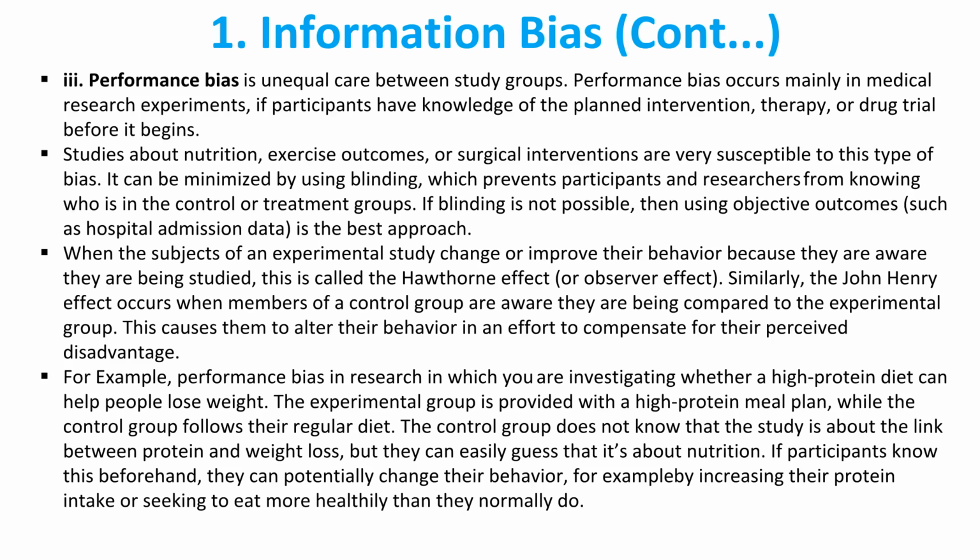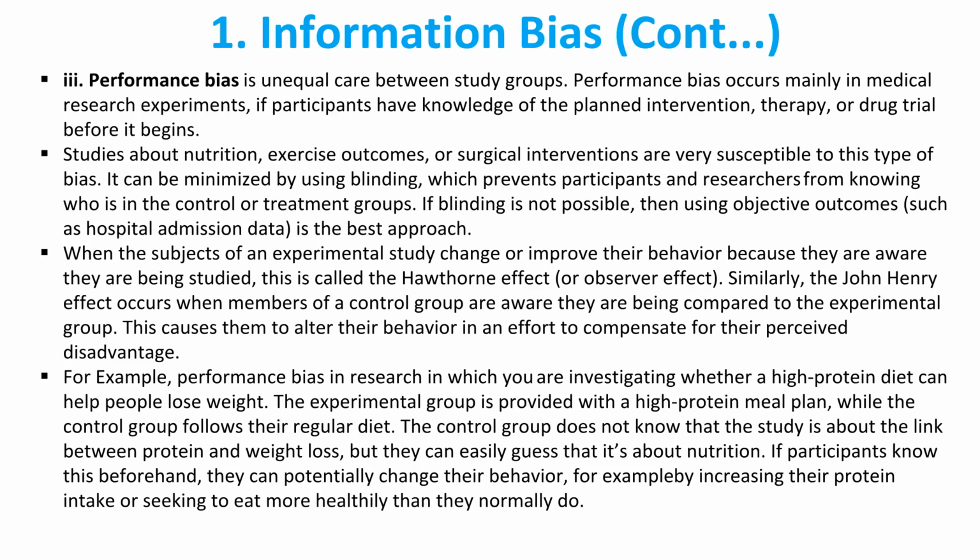When the subjects of an experimental study change or improve their behavior because they are aware they are being studied, this is called the Hawthorne effect or observer effect. Similarly, the John Henry effect occurs when members of a control group are aware they are being compared to the experimental group. This causes them to alter their behavior in an effort to compensate for their perceived disadvantage.